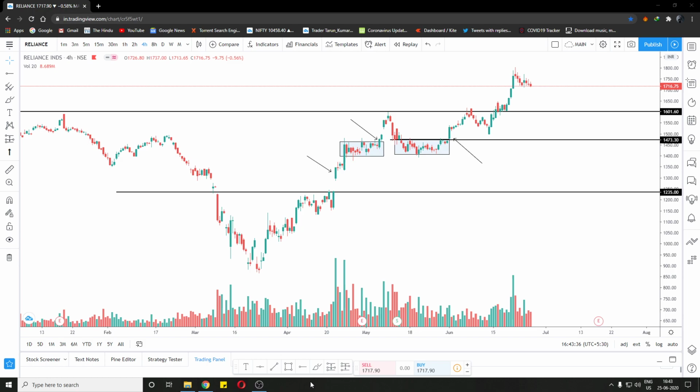Hello traders, in this video we will talk about the investment strategy and how to trade the breakouts. So let's start. Here I have the Reliance Industries chart on the 4 hour.